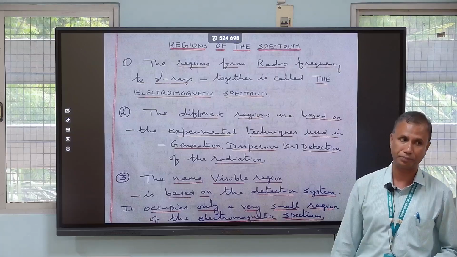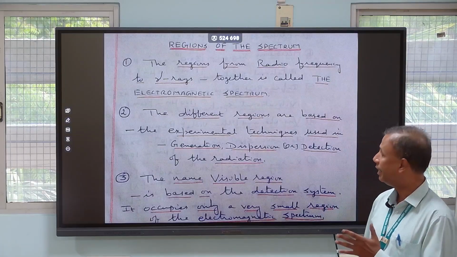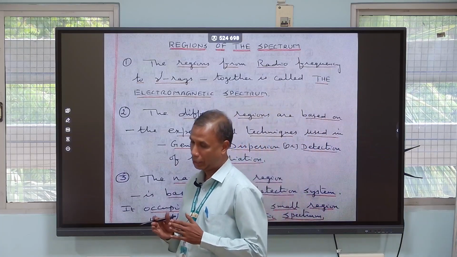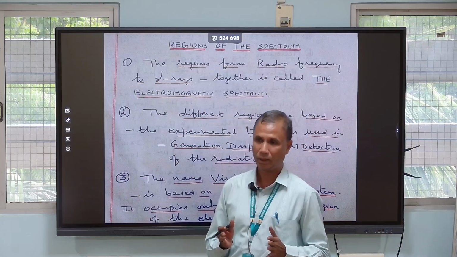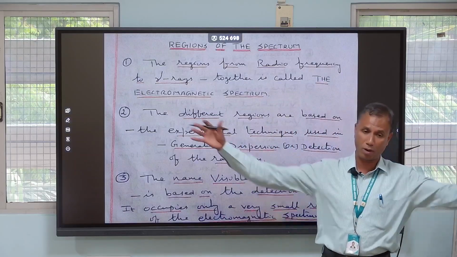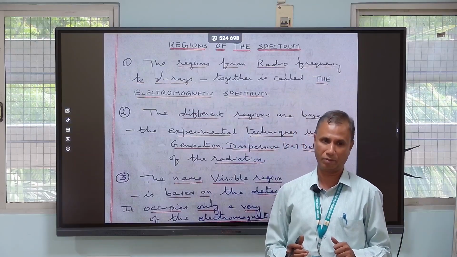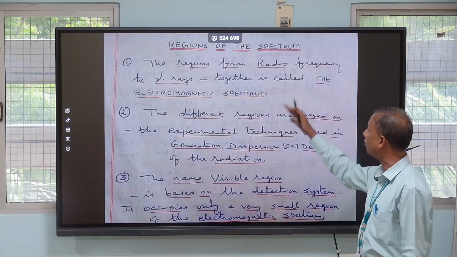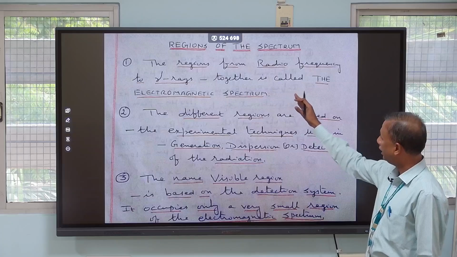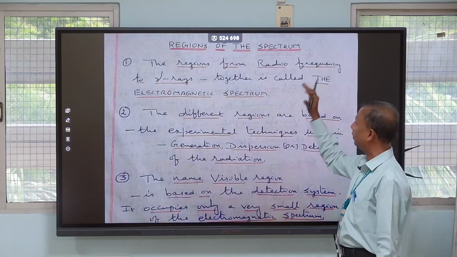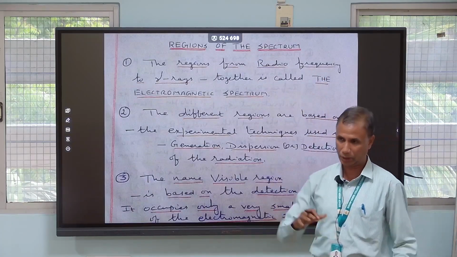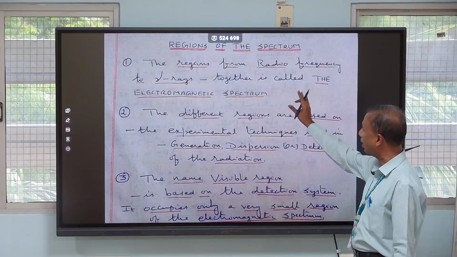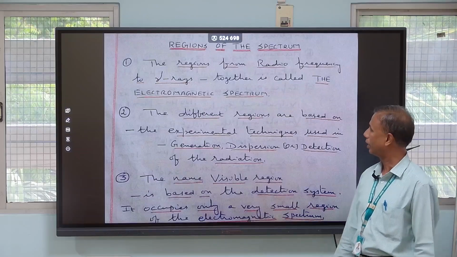Okay. Now come to another important topic, the regions of the spectrum. So now we understood what the electromagnetic spectrum is. The electromagnetic spectrum comprises a lot of spectroscopic fields. So now we come to another topic, the regions of the spectrum. The regions from radio frequency to gamma rays together are called the electromagnetic spectrum.